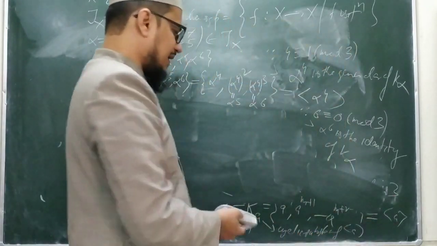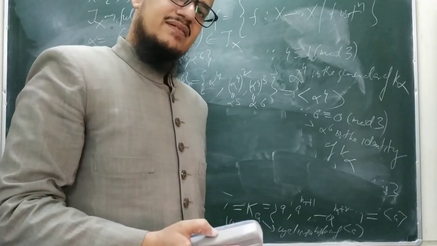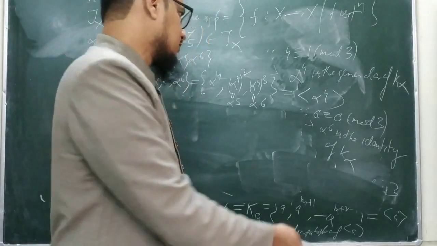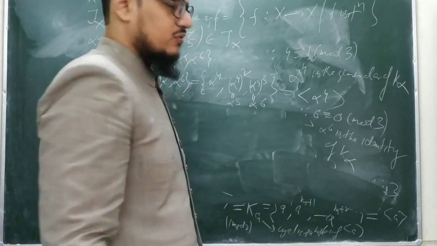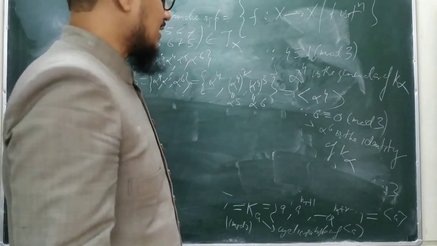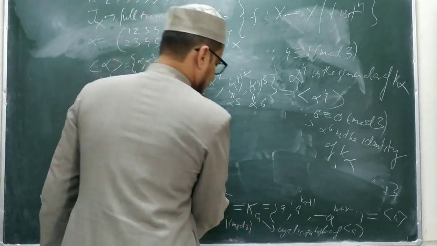Because we have to find out m plus z, which is congruent to 0 modulo r. So here 6 is congruent to 0 modulo 3, so 6 is of our use. That is, alpha to the power 6 is the identity of K alpha.